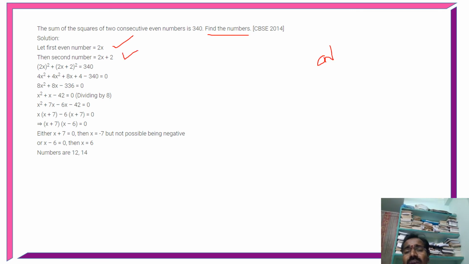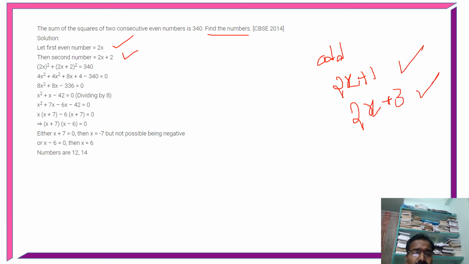Odd numbers, if they give odd numbers, remember students, are of the form 2x plus 1, 2x plus 3. If it is an even number, according to the definition, it is divisible by 2 without remainder. With remainder 1, it is an odd number. So the form of odd numbers will be 2x plus 1 and 2x plus 3. If it is an even number, 2x and 2x plus 2.